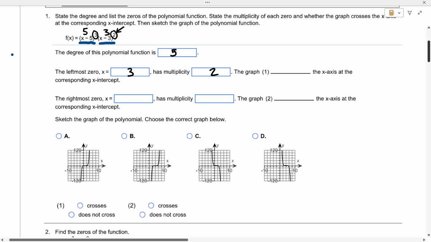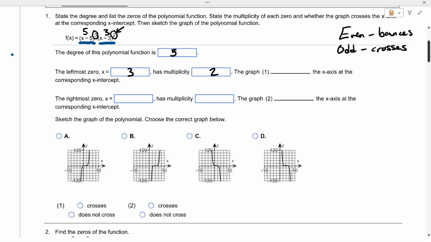Now, when it's an even power, it bounces on the axis. Odd, it crosses the axis. They say does not cross; I call it bounce because it hits it and goes back up. So since it's an even power, it bounces or does not cross the x-axis. The rightmost zero is 5. What is its multiplicity? 3, and it crosses the x-axis.